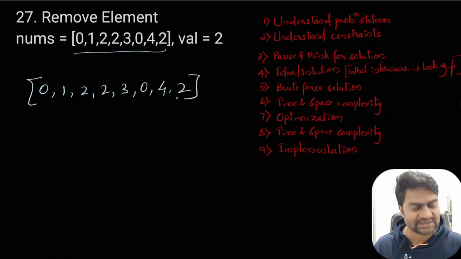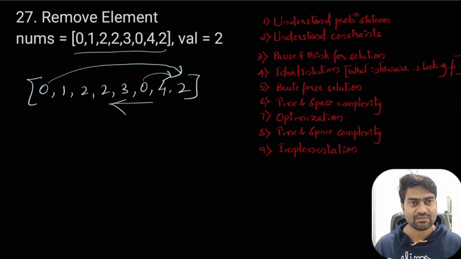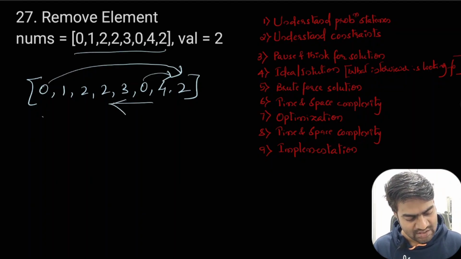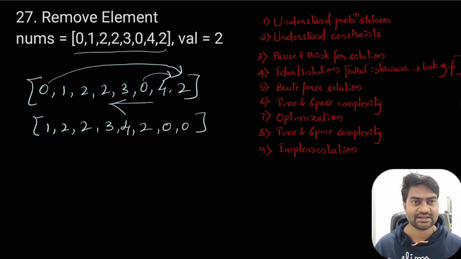Okay, if this was the array, we moved 0 towards the end, and the remaining elements we moved towards the left. So if that is the case, my resultant array will be something like 1, 2, 2, 3, 4, then 2, then the remaining zeros at the end.